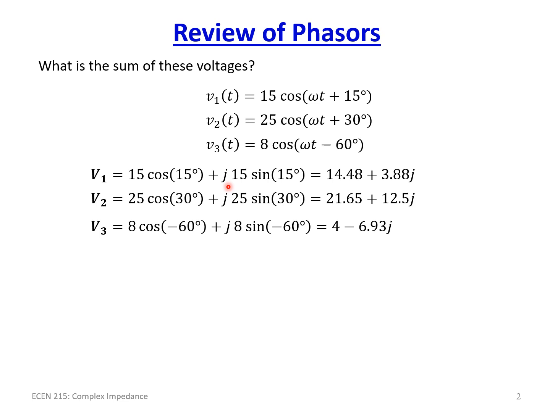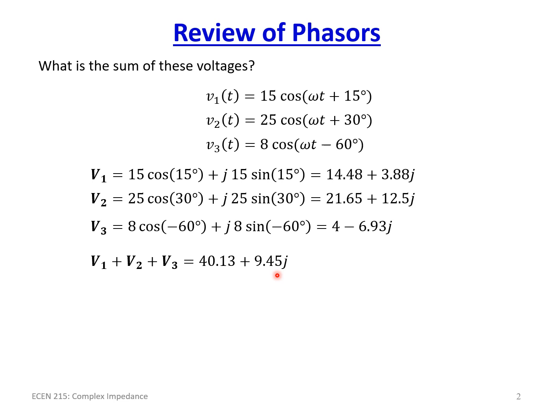So to simply add these together, instead of having to go through in the time domain and compute all of this out using trigonometric identities, we can just simply add all the real terms, add all the imaginary terms, and we end up with 40.13, which is these three added together, and then these three added together, so 3.88 plus 12.5 minus 6.93, and we end up with 40.13 plus 9.45j.